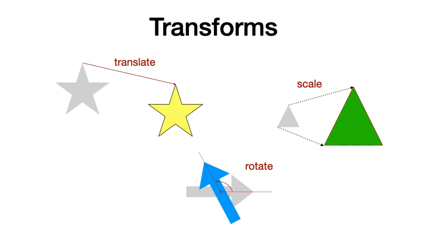Rotate will turn our shape around a fixed point. We can specify how much we want to turn. Scale will make our shape bigger. It will start here and move it. Scale can be specified by a factor, so 2 for twice as big.